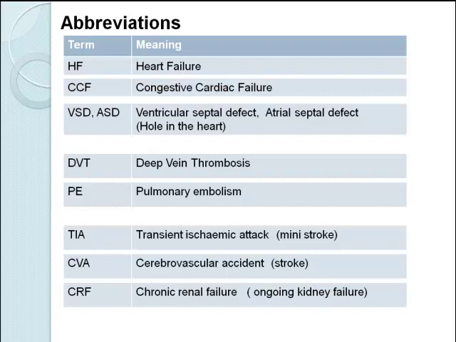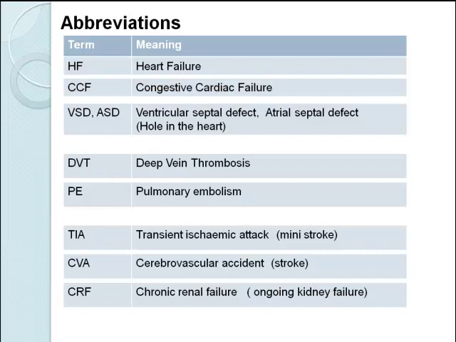TIA, transient ischemic attack, or a mini stroke. A stroke affects the brain, but high blood pressure can be one of the reasons these things occur. A transient ischemic attack is an attack to the brain of insufficient blood supply. If you have an insufficient blood supply to the brain, then a few brain cells will get knocked out, and this would be described as a mini stroke.